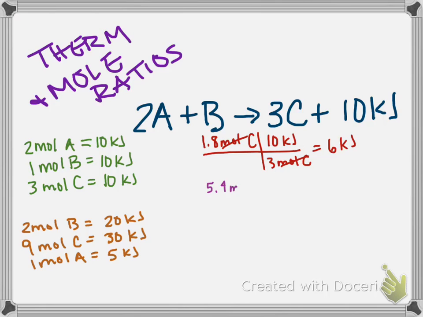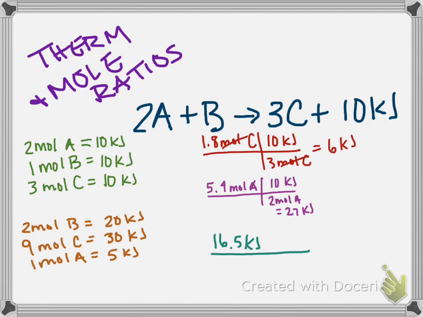Another example problem, 5.4 moles of A. Let's say I started with that. Why don't you pause this real quick and solve for that answer. There are 2 moles of A for every 10 kilojoules. Moles of A would cancel, so I get 27 kilojoules.